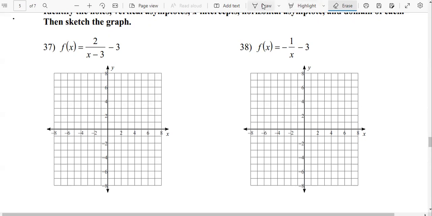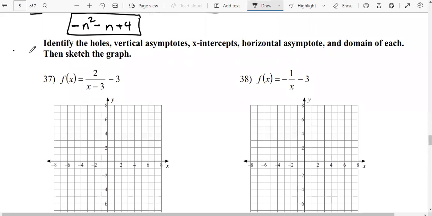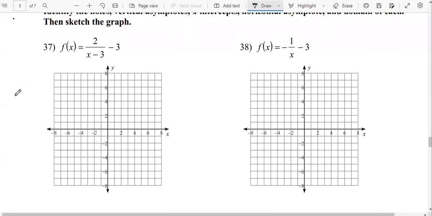Let's graph some rational functions. Okay, it says to find the asymptotes, find holes, find x-intercepts, find a whole bunch of different things. So what you need to do is, first of all, recognize what form these are written in.